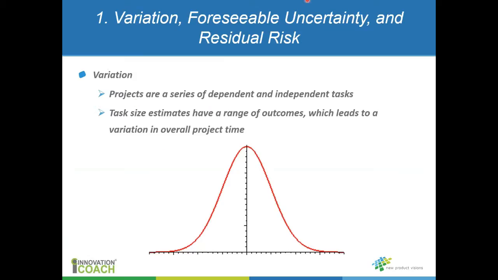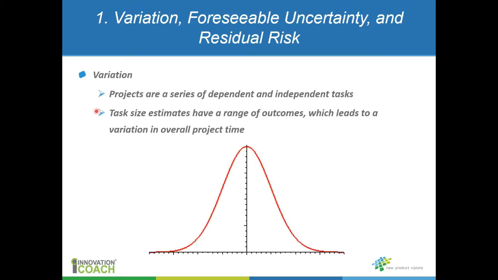All right, let's talk about this first subset, which includes variation, foreseeable uncertainty, and residual risk. Variation really has to do with the fact that if you think about your projects, they're really a series of dependent and independent tasks. And so when we create our schedule, we look at each individual task and we try to come up with an estimate on how long those tasks are going to take. And then we add that all up, put a schedule together, look at the critical path, and come up with an overall length of the schedule.